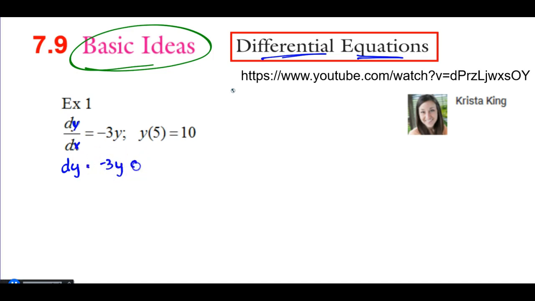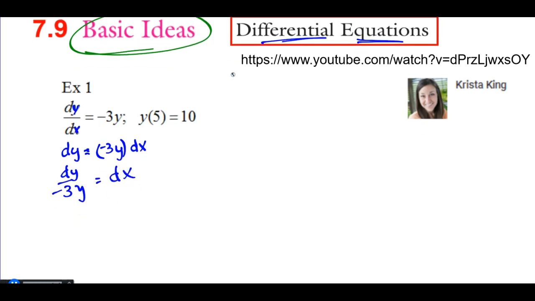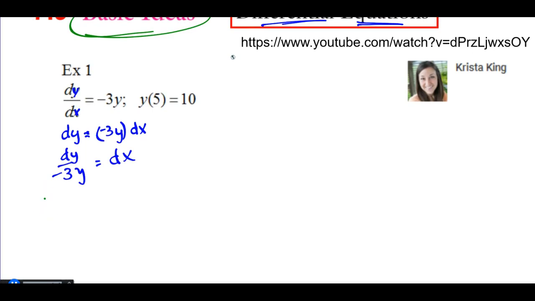So I'll do this in a couple steps, although I think you should be able to do it in one step. And I'm going to divide through by this negative 3y. So again, we could have done that all in one step, but I'm just showing you how I'm getting all the y's on the same side and all the x's. The next thing I'm going to do is use the constant rule and pop out that negative 1/3. I still need to integrate both sides to get rid of my derivative of y.